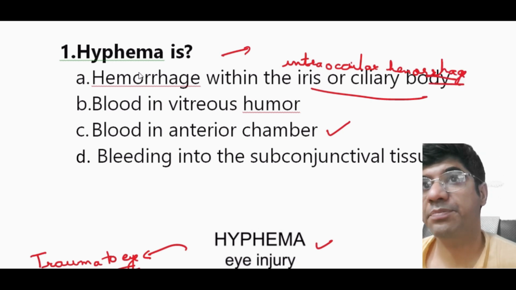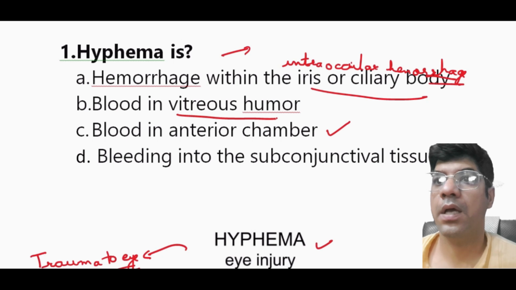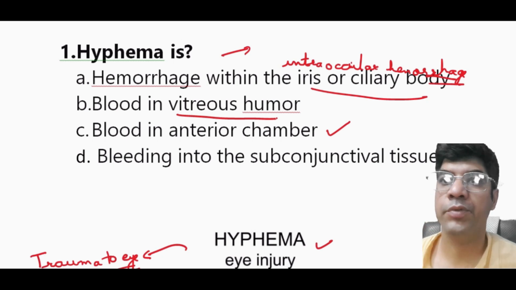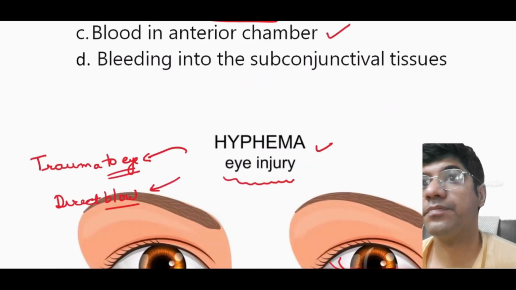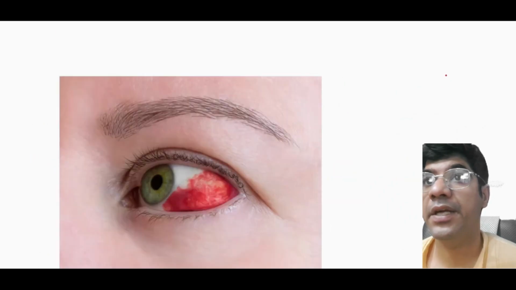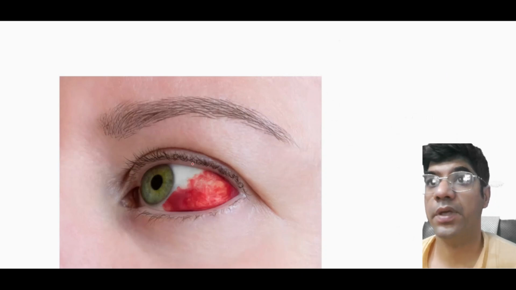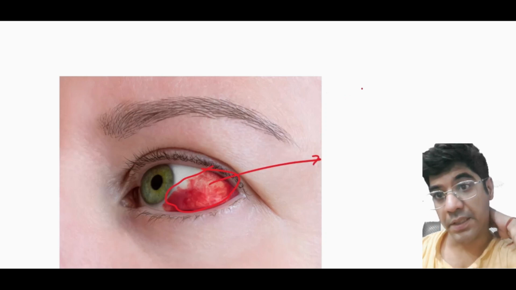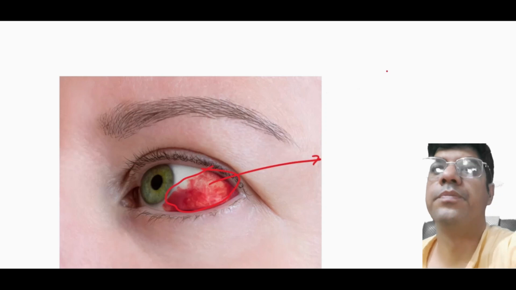Option B is blood in the vitreous humor. As we know, the vitreous humor is a gel-like substance. The last option is bleeding into the subconjunctival tissue. So here is the bleeding that occurs in the subconjunctival tissue.